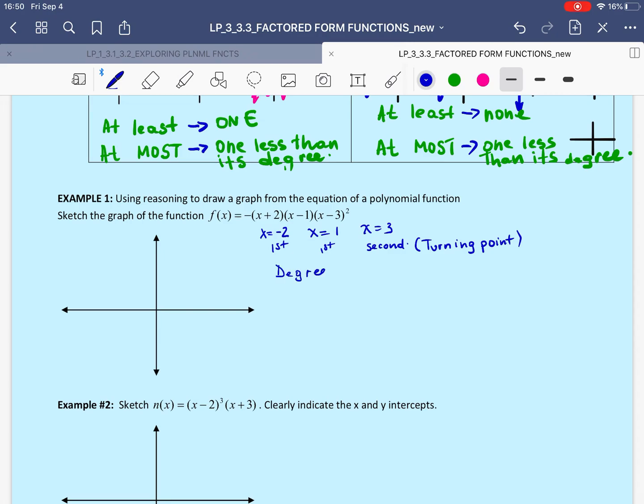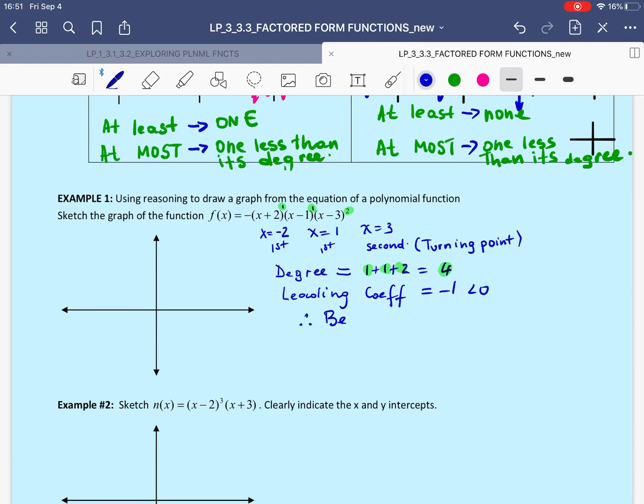The next thing we want to look at is the degree of the function. The degree of this function is made by the powers of each factor. So power 1, power 1, power 2. And what we do is we add all these powers. So the degree is 1 plus 1 plus 2. That's degree 4. That's an even degree function. The next thing we want to look at is the leading coefficient. The leading coefficient is negative 1, so it's a negative number.